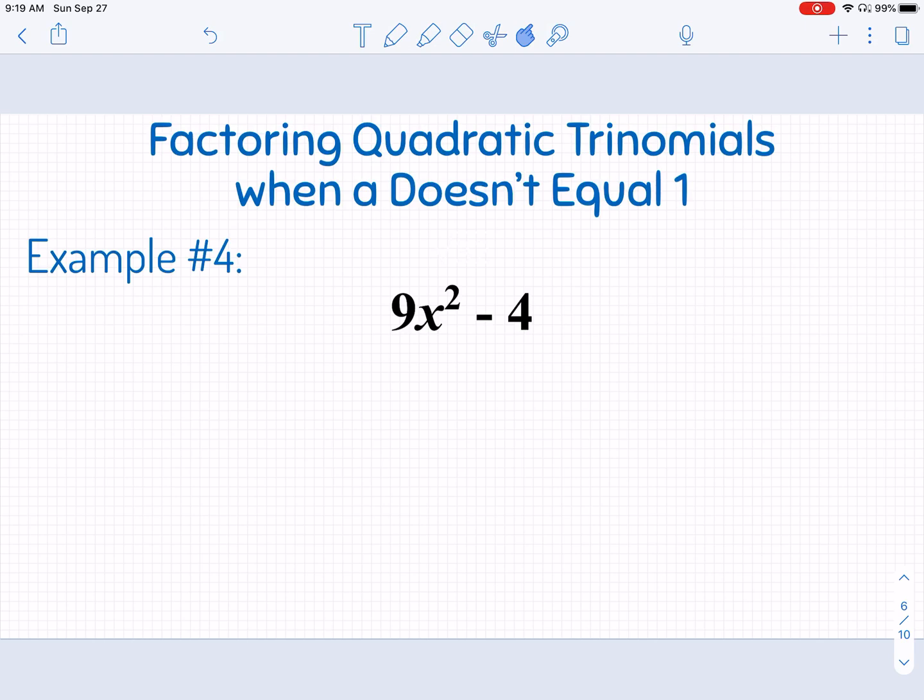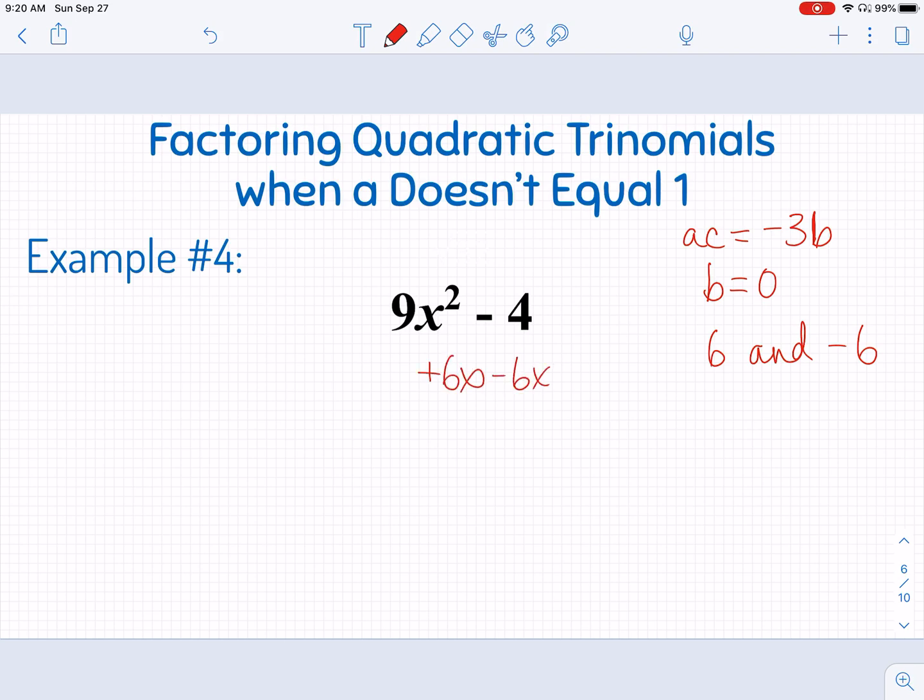Okay, example 4. What is AC? What is B? And what are factors of AC that add to equal B? So AC is negative 36, B is 0. And factors of negative 36 that add to equal 0 are 6 and negative 6. So really what I'm doing is I'm taking 0x and I'm breaking it into 6x and negative 6x.